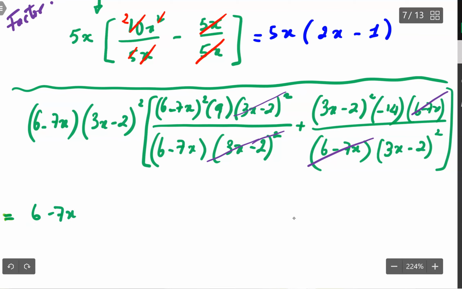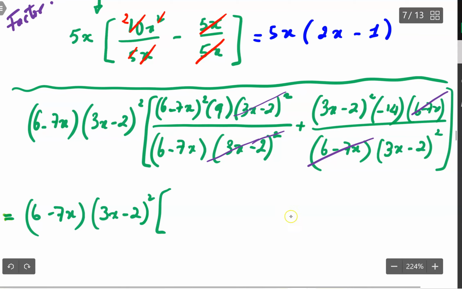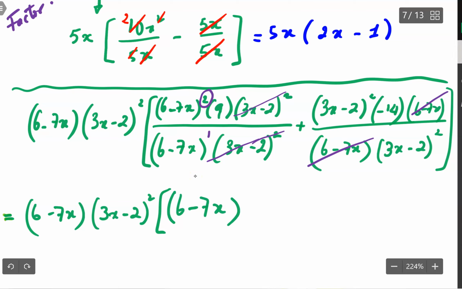We have 6 minus 7x, and I have 3x minus 2, all of it squared. Take a look at your very first quotient here. You have a square right there, and then you have 1. So you are dividing two powers with the same base, which means you subtract the exponents: 2 minus 1, so you have 1 left. That is why I have 6 minus 7x to the exponent 1. So you take the 2, you cancel with this right there, and then I still have to multiply by 9.